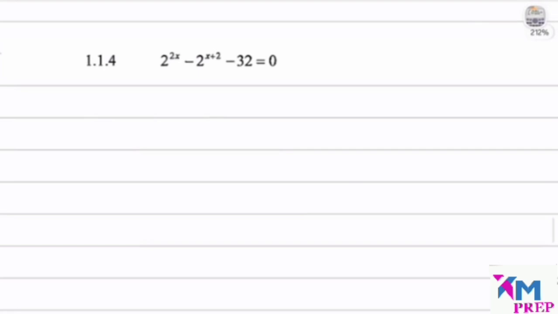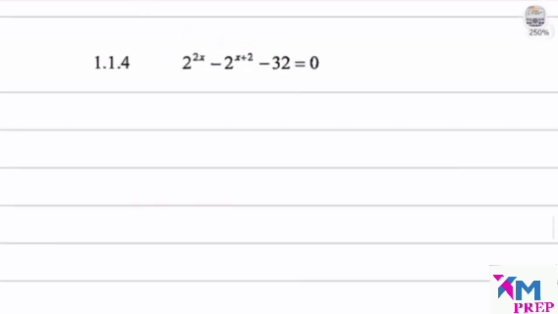Question 1.1.4, we are given an exponential equation and we have to solve for x. So we know it is exponential because the x's are in the exponents. So in this exponential equation, one thing you're going to notice is that there is a repetition of a specific term, which is really 2 to the power of x. We have 2 to the power of x here.